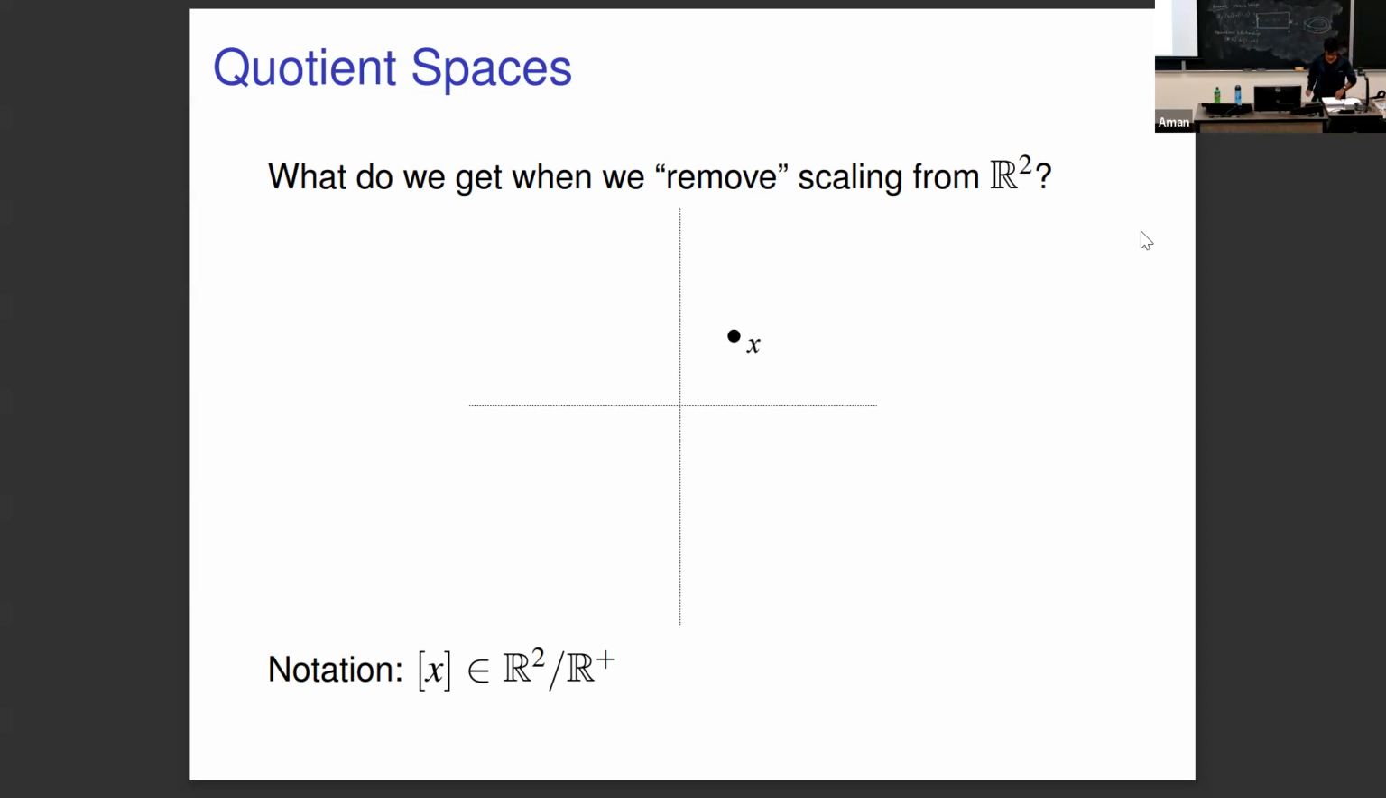All right. So now let's move on very quickly. Going back to the slide, you can use these quotient spaces to also remove scaling from a point in R2. How do you do that? Let's say your equivalence relationship is defined.